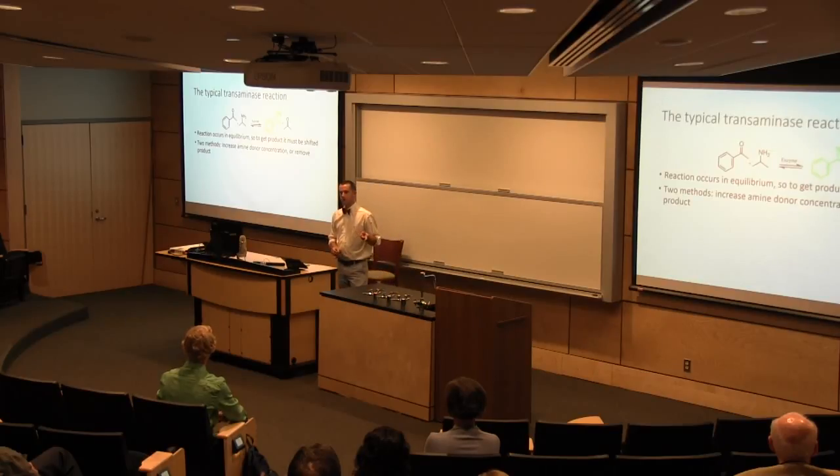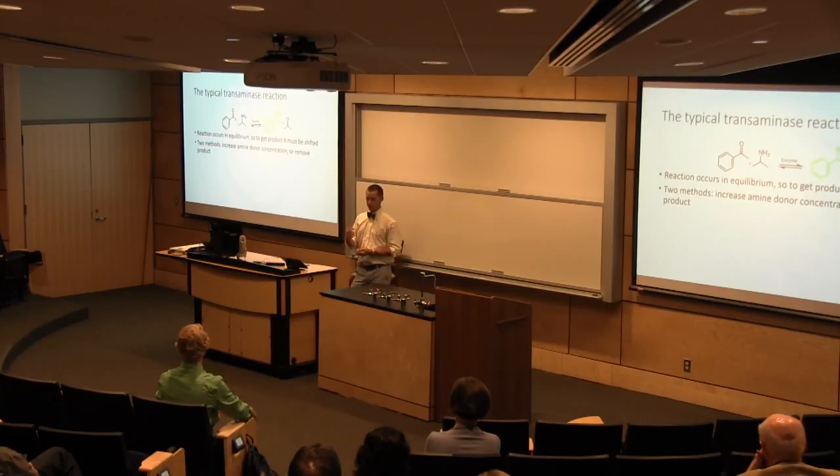Now, there are two standard methods to go about this. You can increase the concentration of the amine donor, which is one of the starting materials, to increase the product concentration. Or alternatively, you can remove one of the products from the equilibrium to push the equilibrium towards the product side.